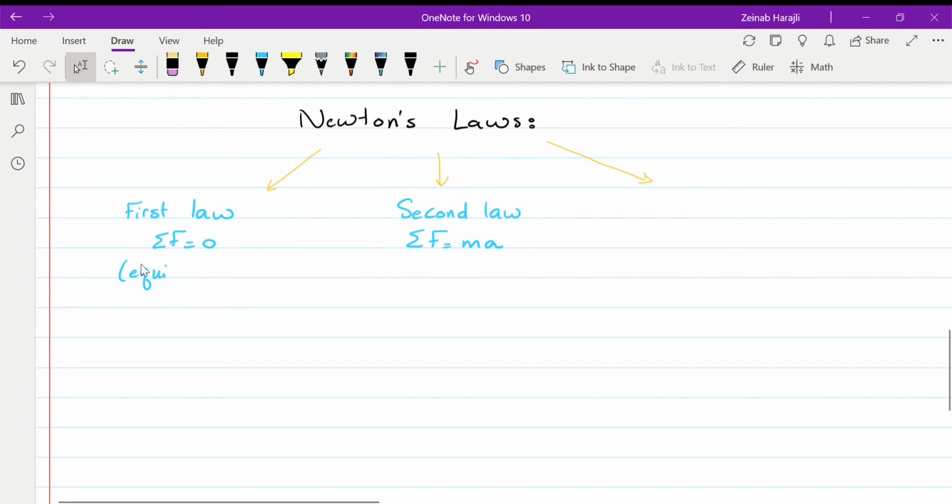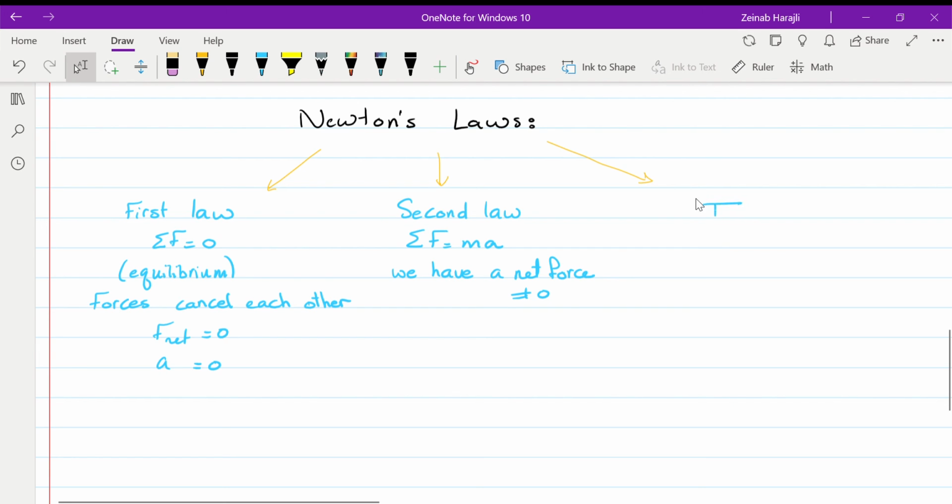So this applies to equilibrium. And here we say the forces cancel each other. While here we have a net force, which is different from 0. Of course, here F net is equal to 0. And the acceleration is equal to 0.